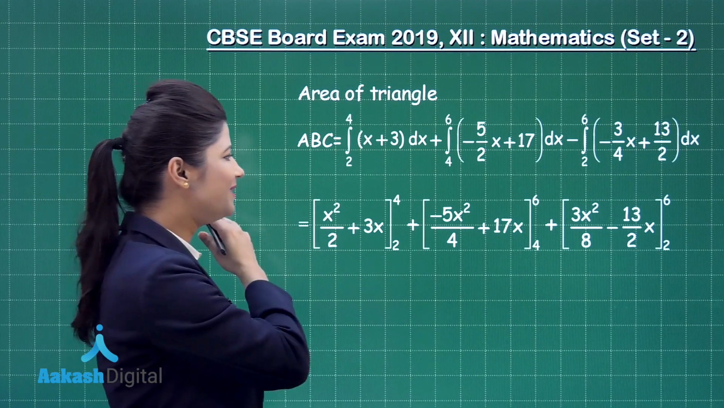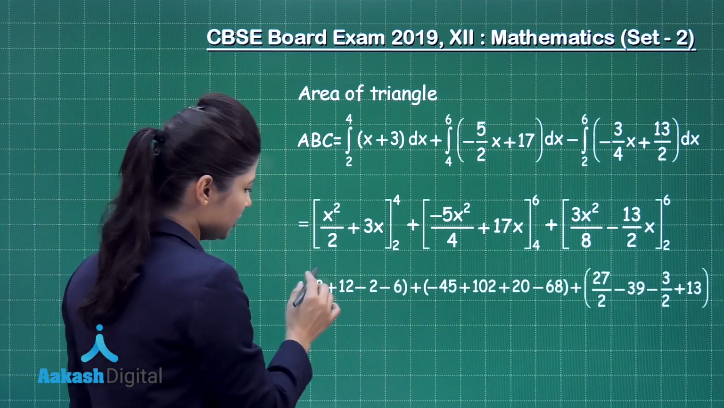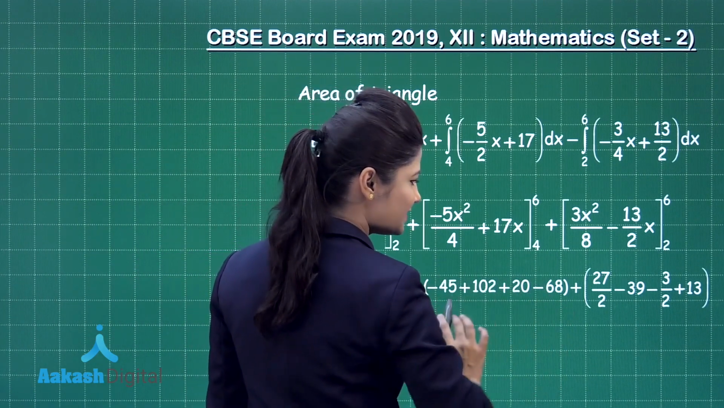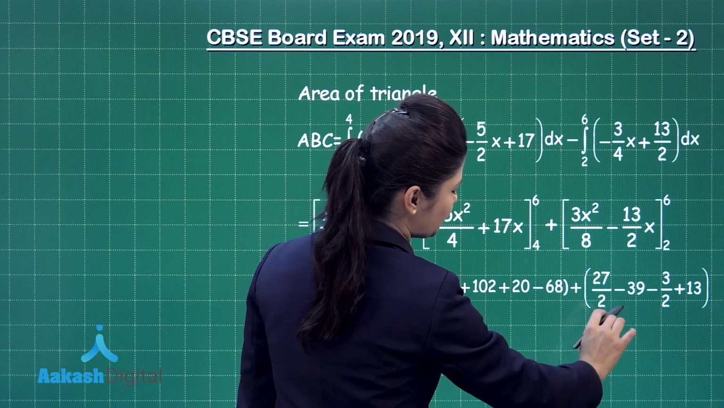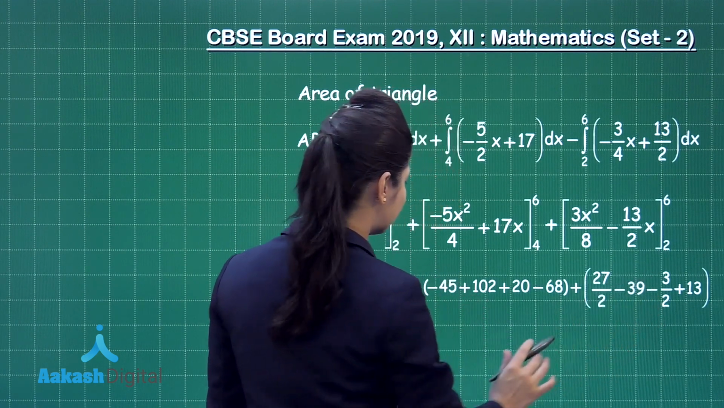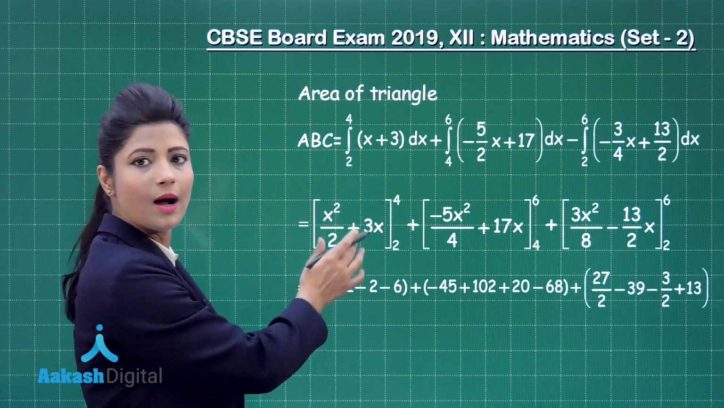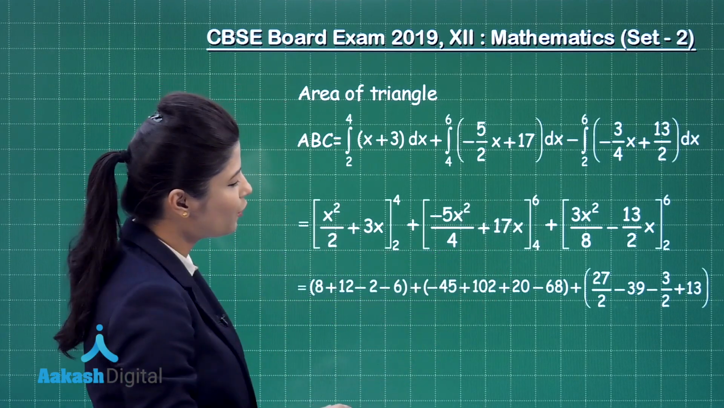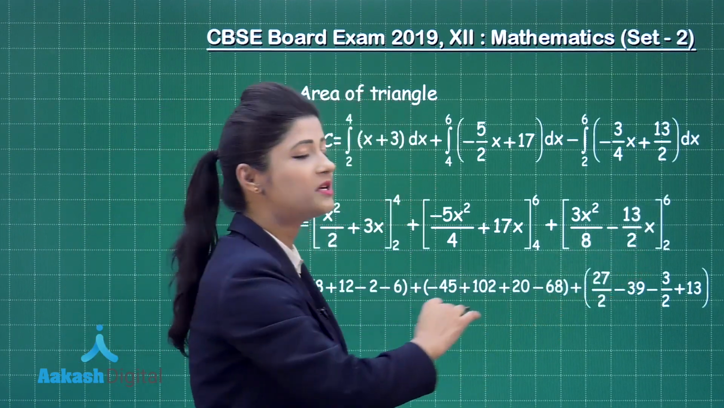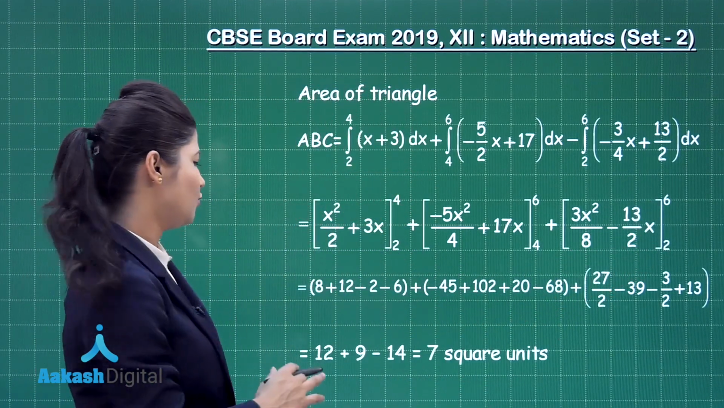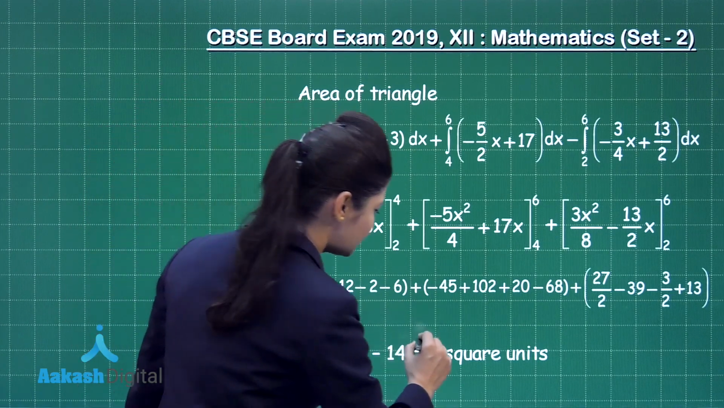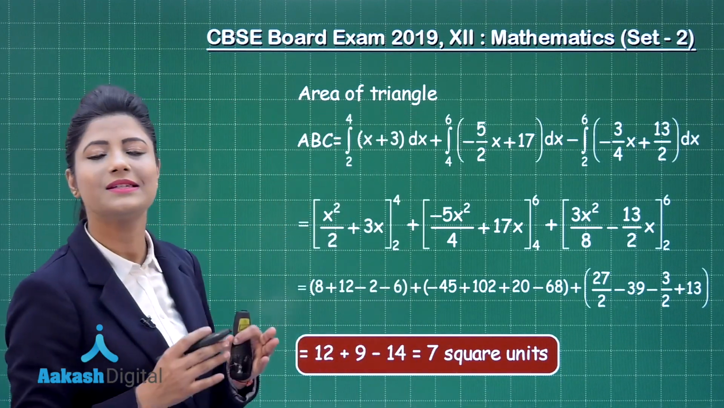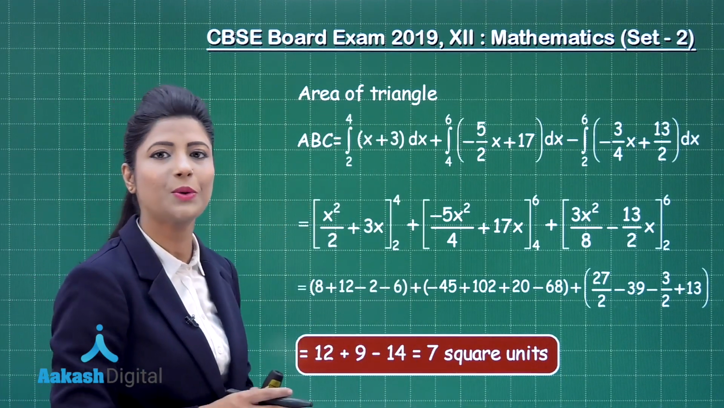And when you substitute these limits here, you will obtain 8 plus 12 minus 2 minus 6, here minus 45 plus 102 plus 20 minus 68 and here 27 upon 2 minus 39 minus 3 upon 2 plus 13. So here I have put the upper limit 4, lower limit 2 in this case, upper limit 6, lower limit 4 in this case, and upper limit 6 and lower limit 2 in this case. When you simplify this whole, you obtain the required area equal to 7 square units. So you can see in this way we have obtained the required answer. This is the area of the triangle ABC, 7 square units.